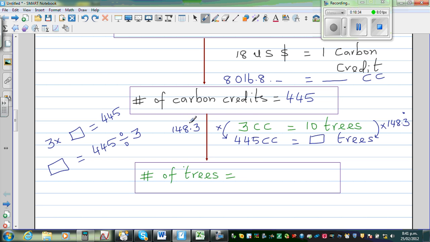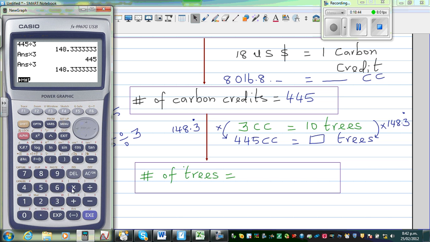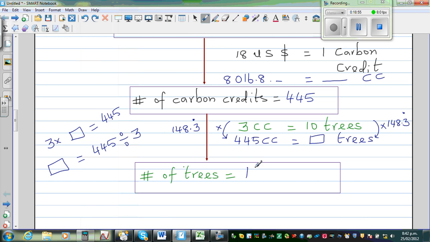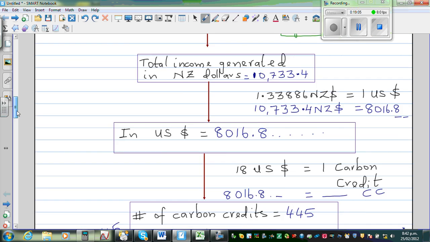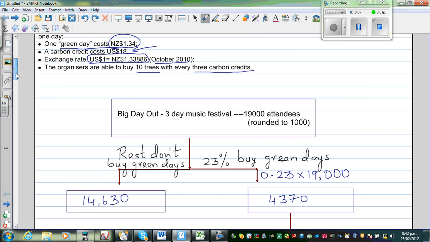If you times this number by this number, you get 445. So to get trees, you have to multiply 10 by this number. We already have that number on the calculator. Times it by 10, that will give you 1483 trees. So 1483 trees is the total number of trees that you can get if we presume there were 19,000 people.